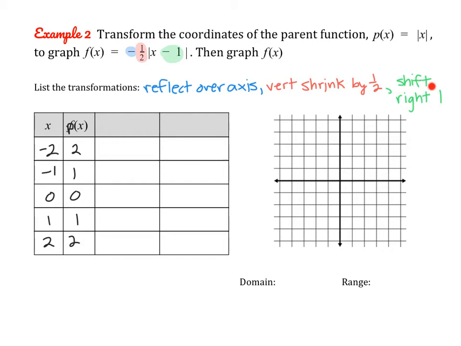So the only change to x is going to be that shift to the right one. And if I want to move all of these to the right one, I'm going to add 1 to the x values. So it's going to be x plus 1. That'll be the rule here.